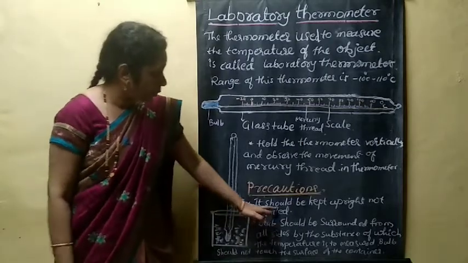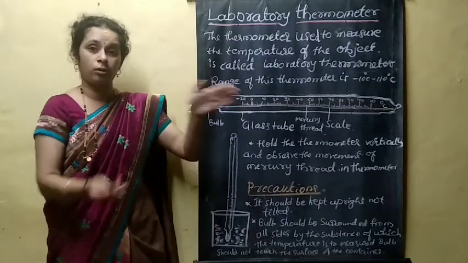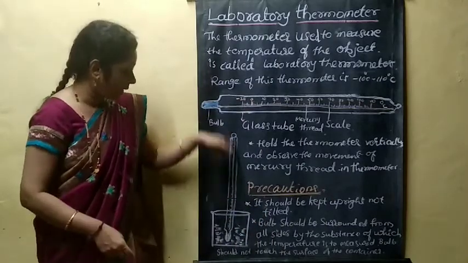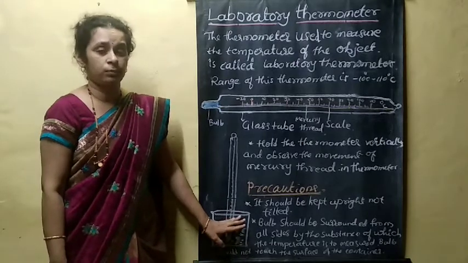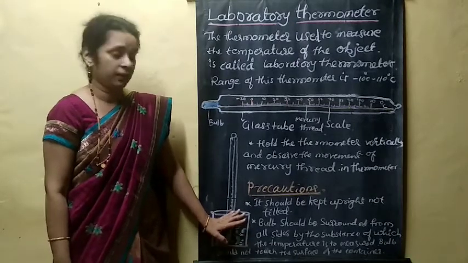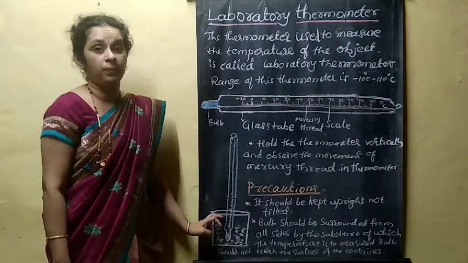First, it should be kept upright, not tilted. You should not keep it crosswise; it should be upright like this. This is a rough diagram I am showing. You can refer to the textbook, where the activity is mentioned. You have to keep it vertically, or upright. It should not be tilted.